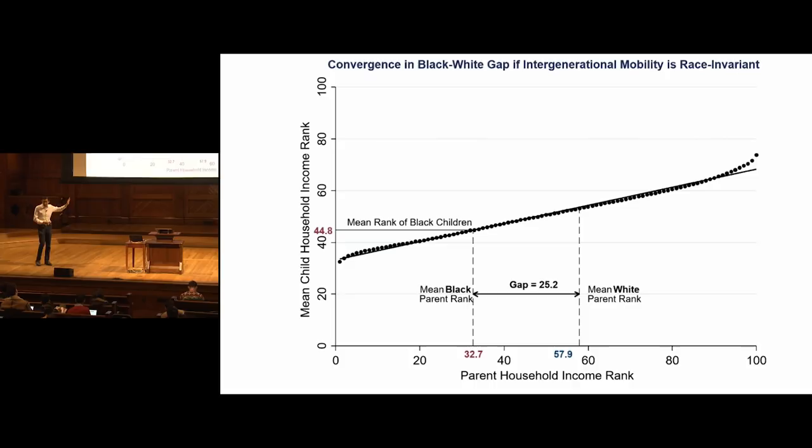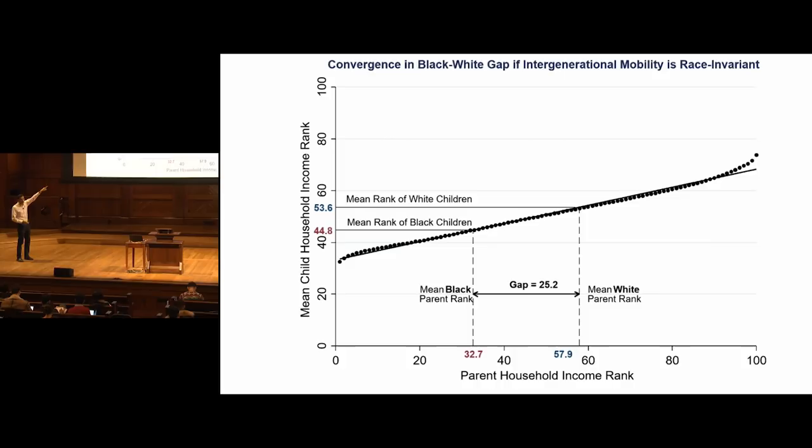And here, importantly, I'm making the assumption that that black line holds for both Blacks and whites. I'm going to come back to assess whether that's the case in the data in a second. But let's run with that assumption for a moment. We would see that if both Black and white kids had the same intergenerational mobility relationship, Black kids would end up at the 44th percentile on average in the next generation, and white kids would end up at the 54th percentile. You can just read it off of where this line is, all right?